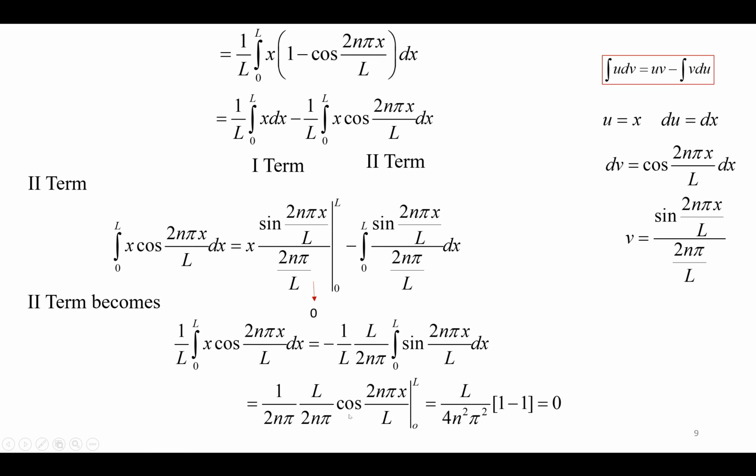So after the integration we are going to substitute the limits. When you substitute the upper limit, 2nπx by L, instead of x substitute L, L will cancel, and you have cos 2nπ. Cos 2nπ becomes 1, we know already. And when you substitute the lower limit, that will give us cos 0, again 1. So 1 minus 1 will give us 0. So your second term becomes 0.